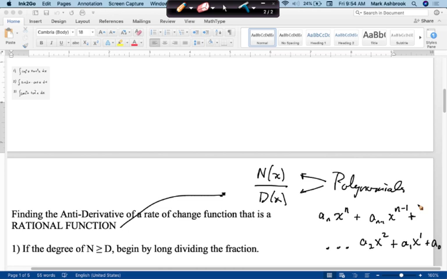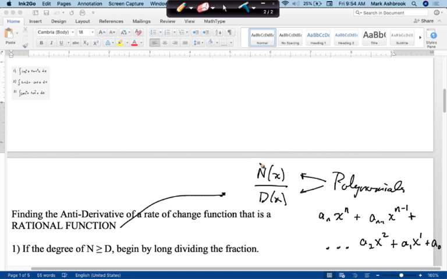The numerator is a polynomial. The denominator is a polynomial. Square roots are not polynomials. Fraction exponents or negative exponents are not polynomials. It has to be positive whole numbers for these exponents. Those are what polynomials are: no square roots, no negative exponents.